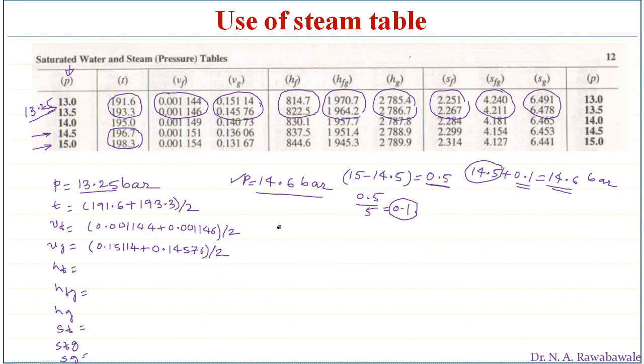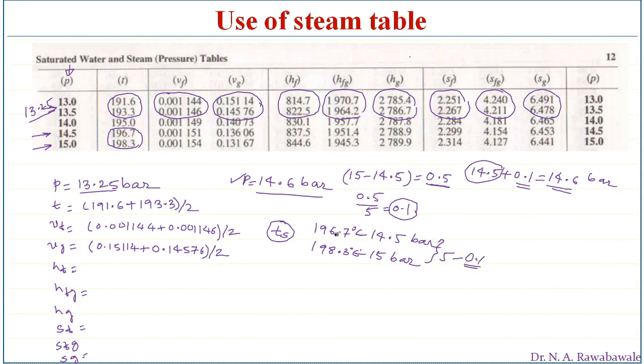For example, we want to find out the saturation temperature. The saturation temperature is 196.7 corresponding to 14.5 bar, and it is 198.3 corresponding to a pressure of 15 bar. This is in degrees Celsius, and this is in degrees Celsius. The number of divisions between 14.5 and 15 is 5 divisions. Each division has a step of 0.1.